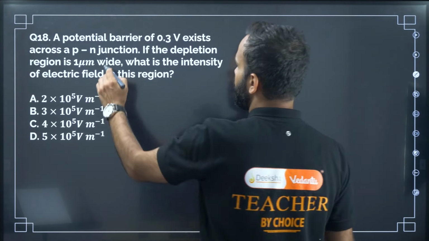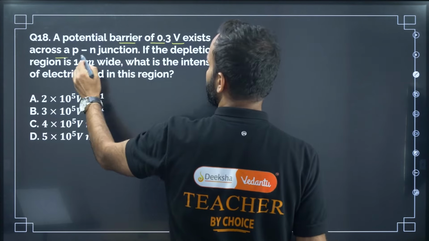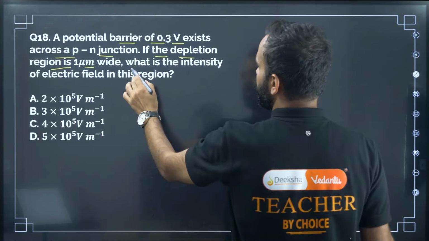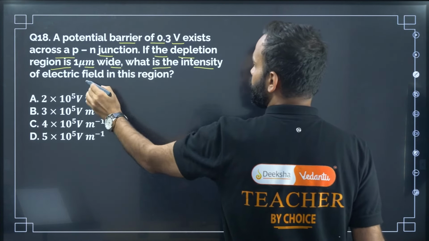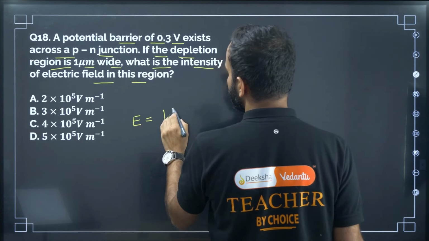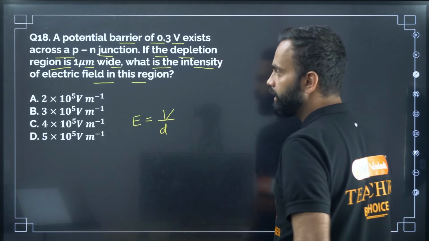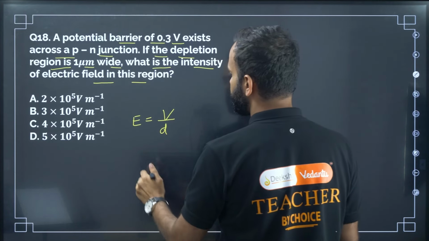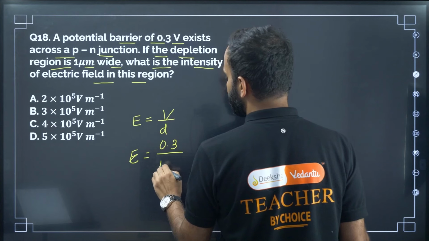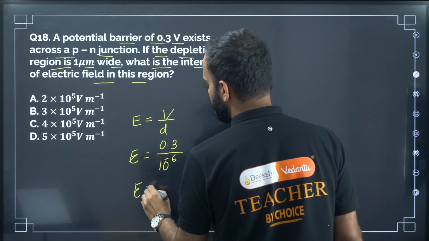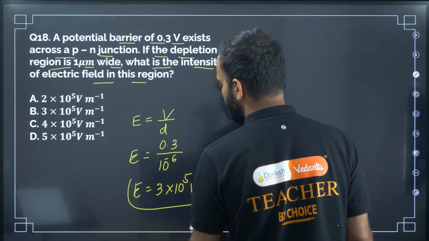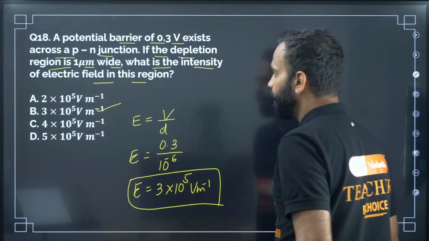Question number 18. A potential barrier of 0.3 volt exists across a PN junction. If the depletion region is 1 micrometer wide, what is the intensity of the electric field in this region? The intensity of the electric field E is equal to barrier potential V divided by D, the length of the depletion region. So E equals 0.3 divided by 10 to the power minus 6, so E equals 3 into 10 to the power 5 volt per meter. The correct option is B.